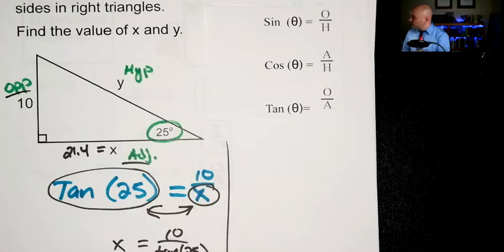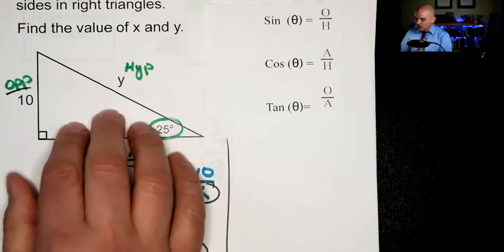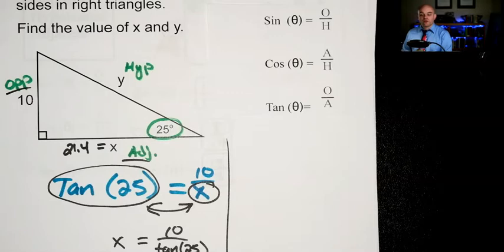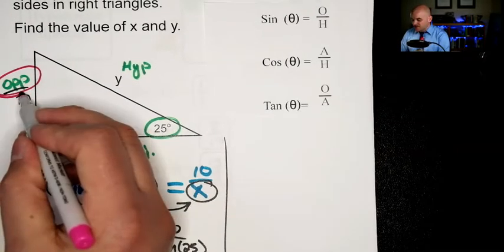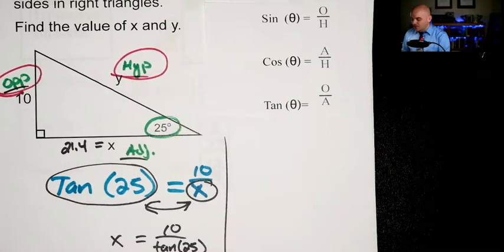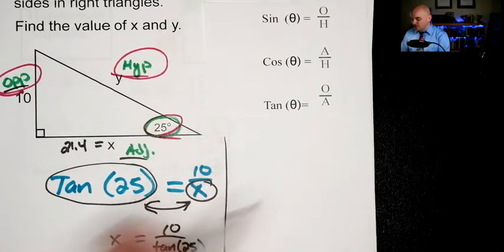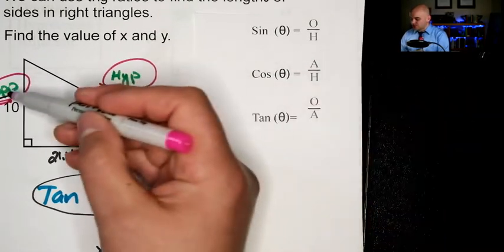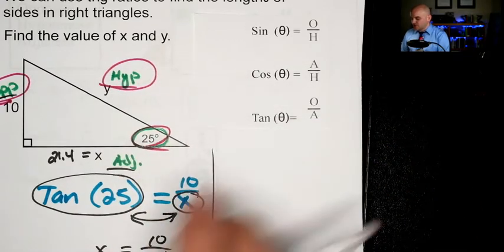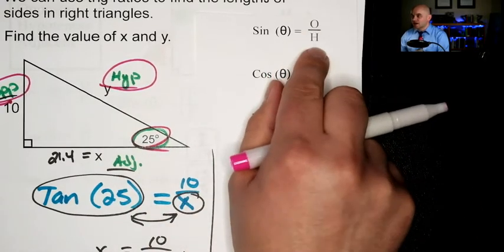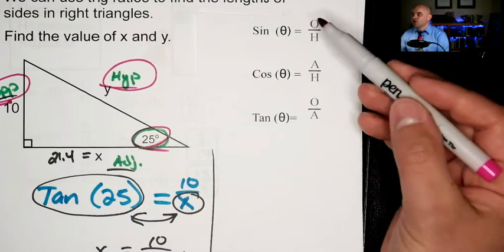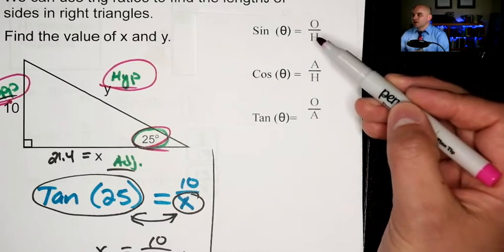Once again, I'm going to let the problem tell me which trig ratio to use. I know the opposite side, and I want to know the hypotenuse. And I know the angle here. Which trig function uses opposite and hypotenuse? Looking over here, it's my sine function. It's the only one that has both opposite and hypotenuse in it.